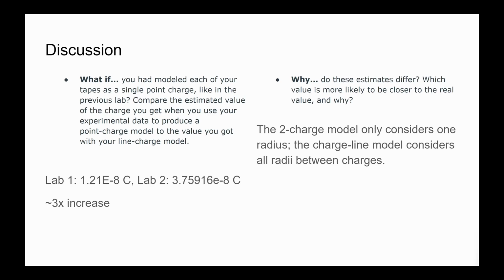Now, why do these estimates differ? Which value is most likely to be closer to the real value? The two-charge model only considers one radii, but the charge line model considers all radii, right? So rather than just two charges going together, you had a bunch of charges acting on each other, just giving you a more realistic value.